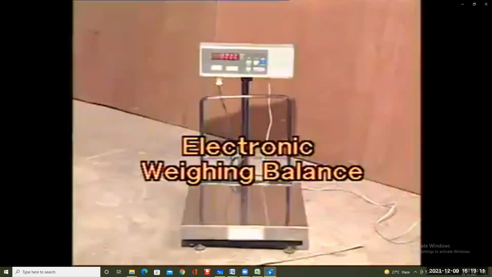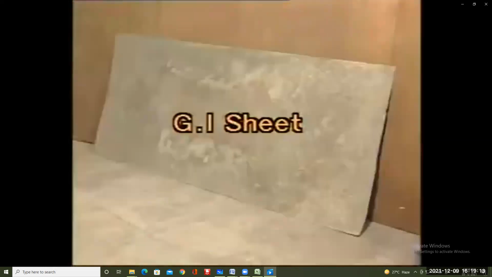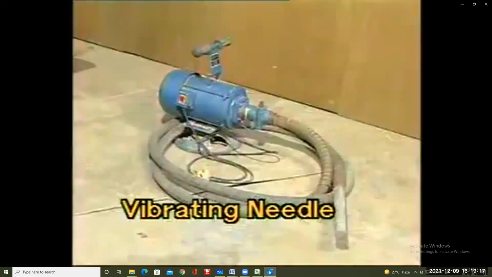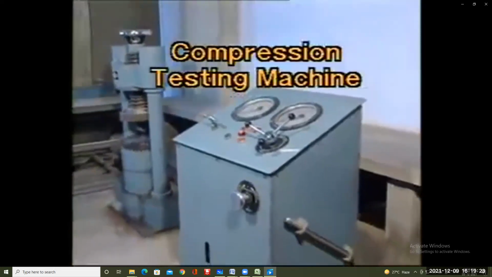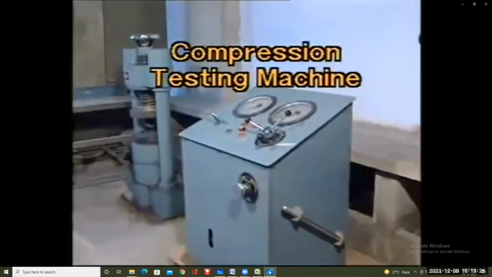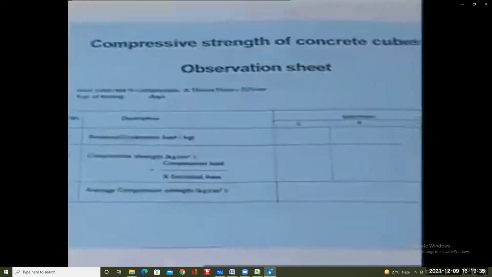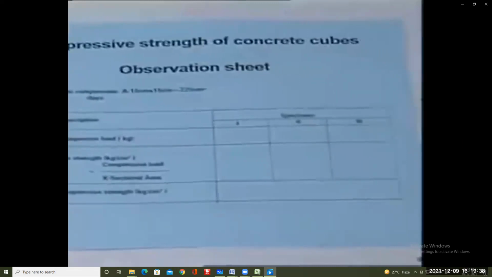Electronic weighing balance, GI sheet for making concrete, vibrating needle, compression testing machine of capacity 100 tons, 200 tons or 300 tons depending upon the grade of concrete of which cubes are to be cast, and the observation sheet to record the readings.